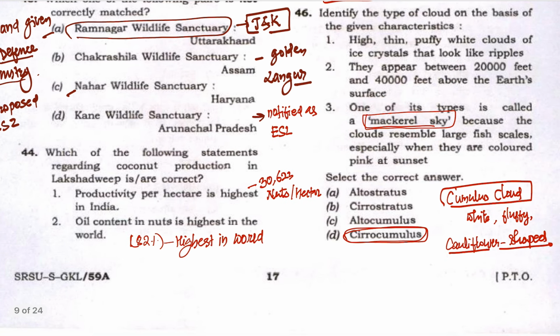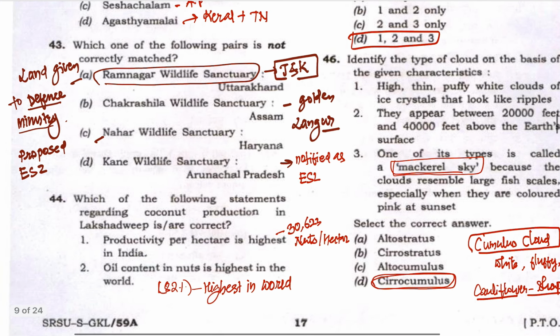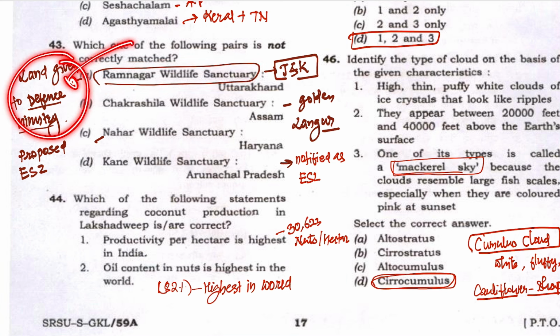It is important. Now, these are important wildlife sanctuaries that are in the news. Ramnagar Wildlife Sanctuary, which is in JK. This wildlife sanctuary is in the news because the Defense Ministry has acquired a lot of land from this wildlife sanctuary. That's why it is in the news.